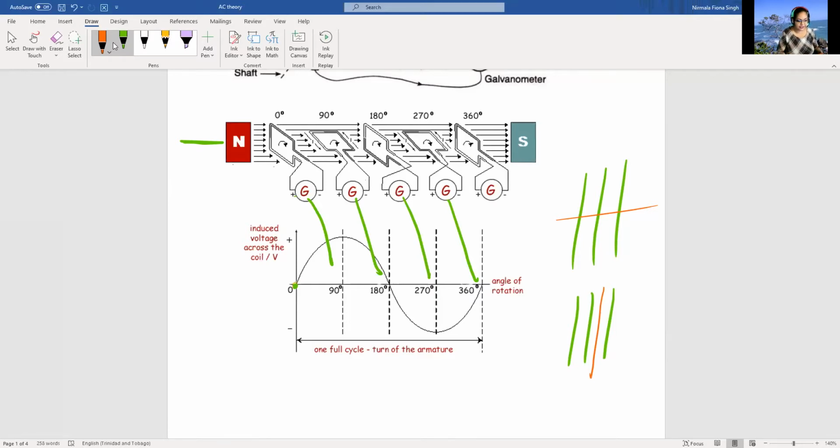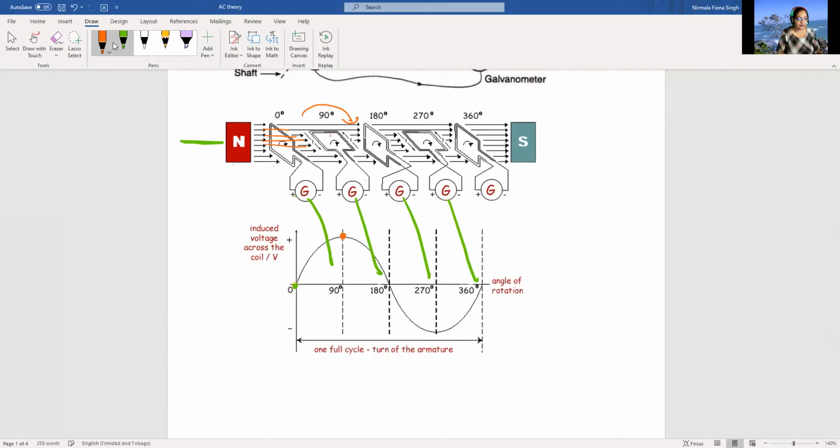So let's just check and see how this actually influences our stuff. Here, if you look, our coil is 90 degrees to our field lines. So that means we're going to have maximum induced current. So we're going to get maximum voltage or current. Then it's going to spin around.